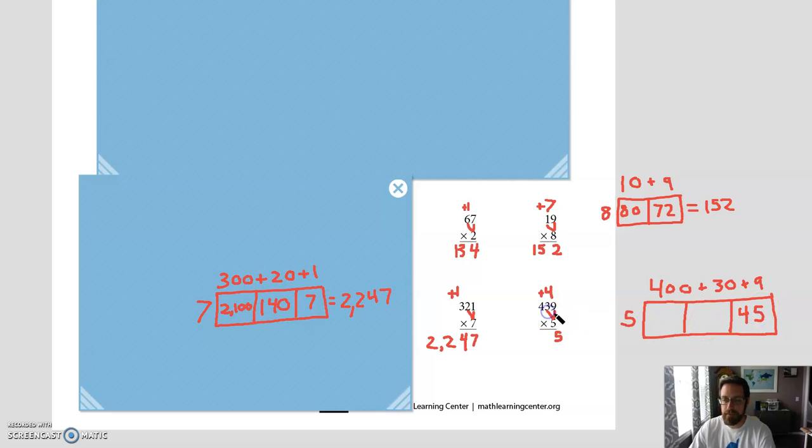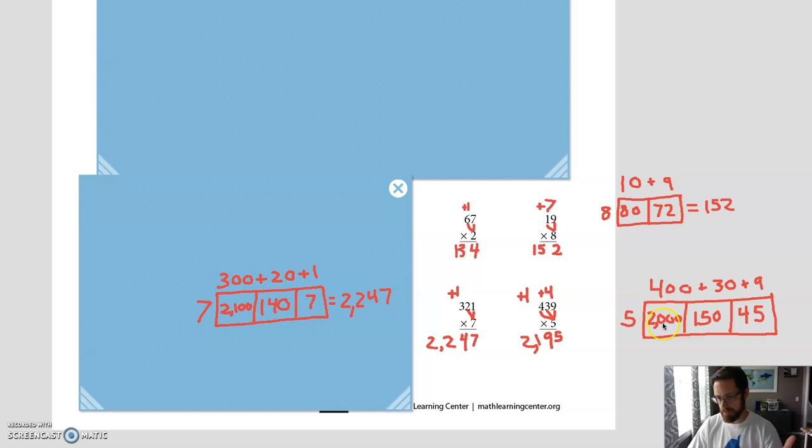Now I'm doing 5 times 3. Well, 5 times 3 is 15, so 5 times 30 would be 150. But now I have 15 plus 4, which would be 19, right? So I'm going to put my 9 and carry a plus 1 here. Okay? And then I have 5 times 4 is 20. So 5 times 400 would be 2,000, but 5 times 4 is 20, plus 1 would be 21. So my answer over here, if I add this all together, should be 2,195.